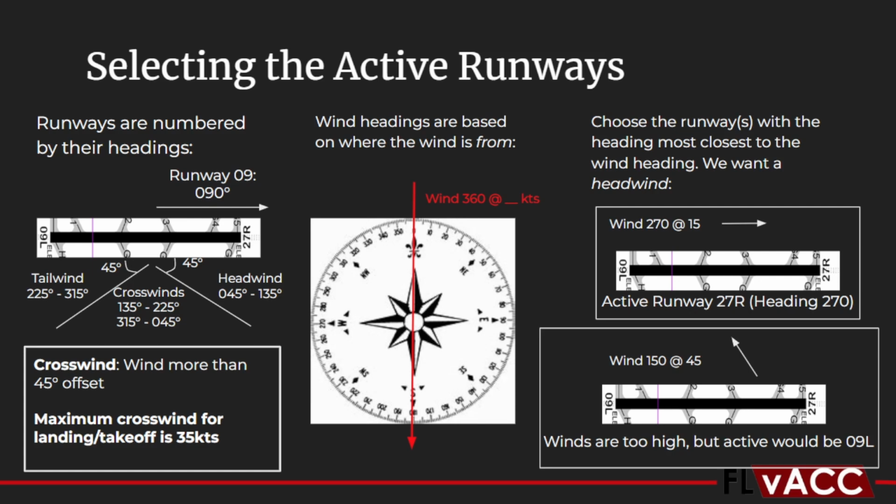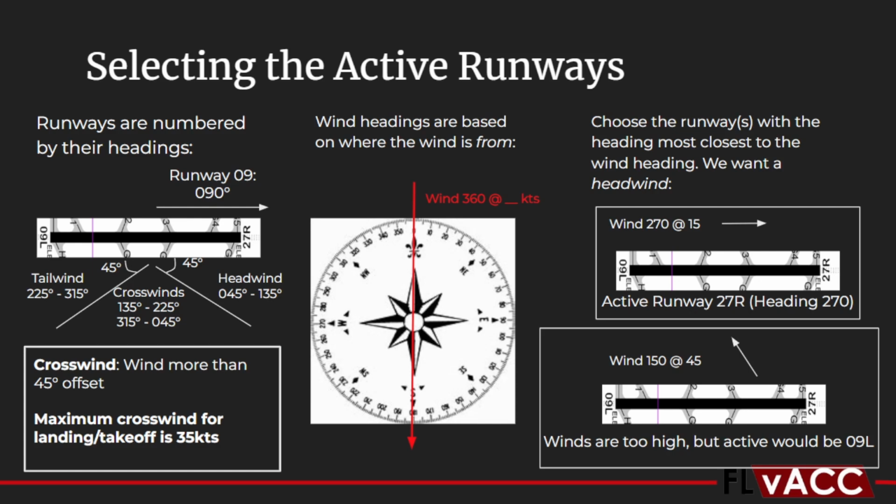Next is wind direction. Contrary to what many may believe, the heading in the winds is actually the heading the wind is coming from. This means that if the wind is 360 at something knots, the wind is coming from the heading 360 or coming from the north and blowing southward.